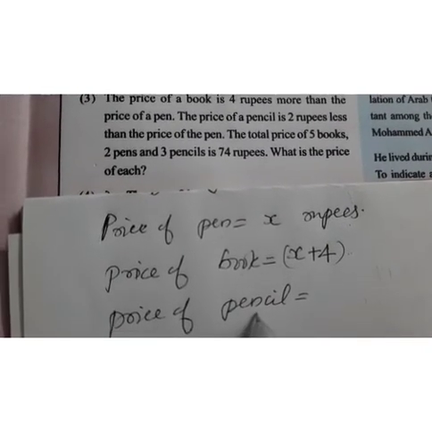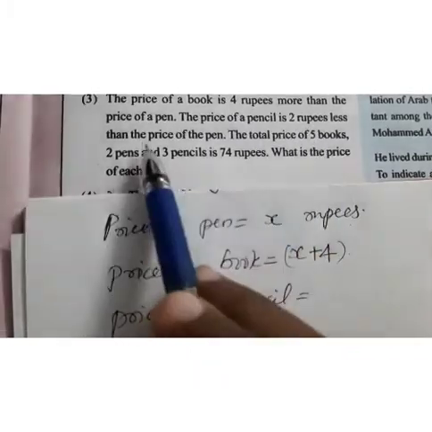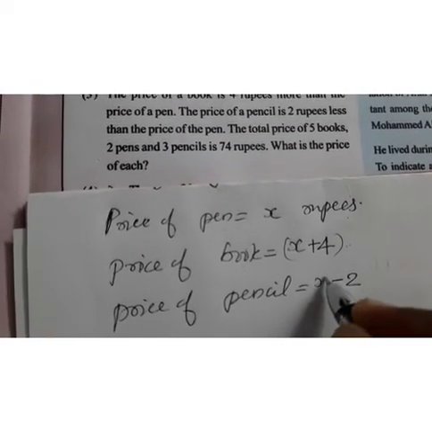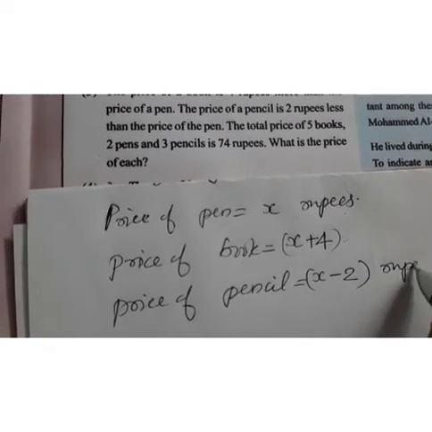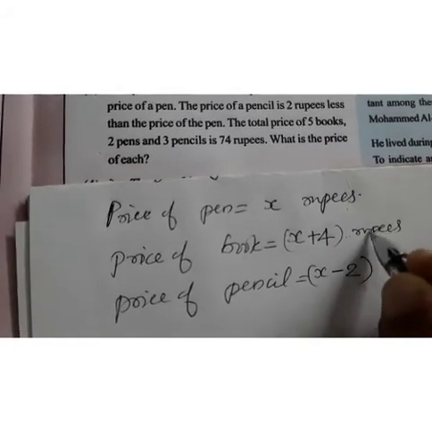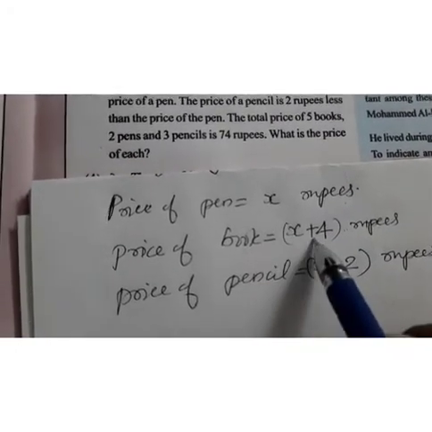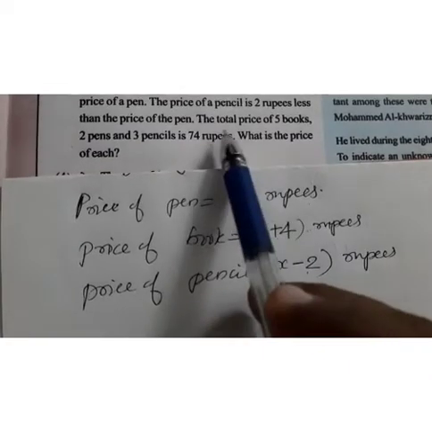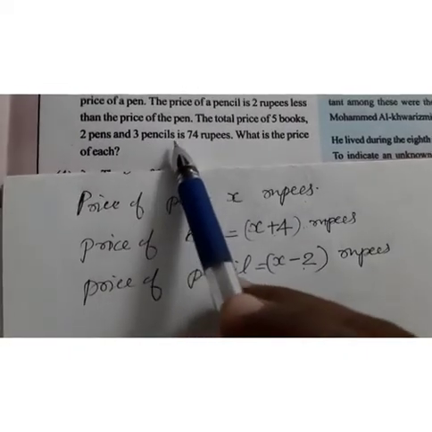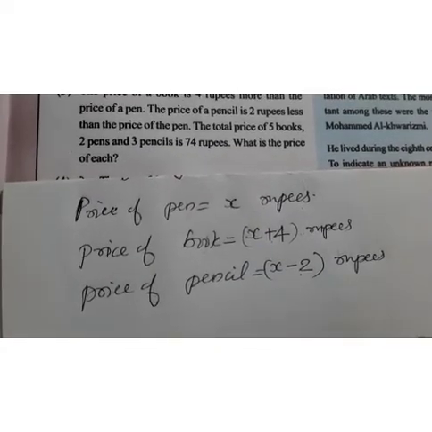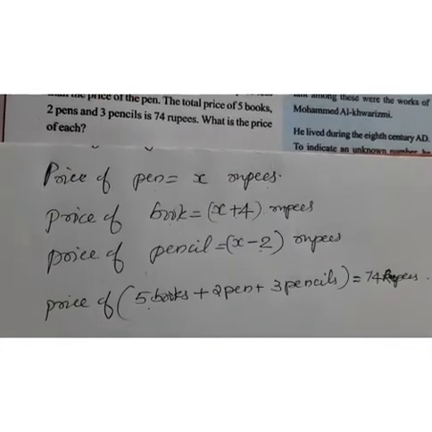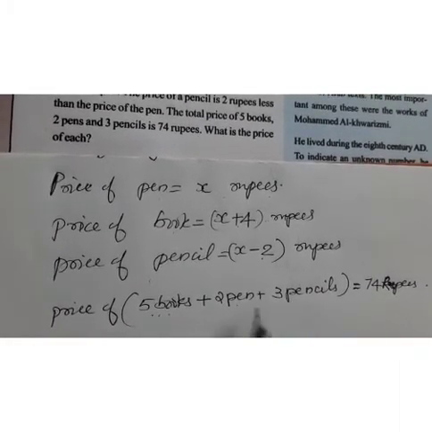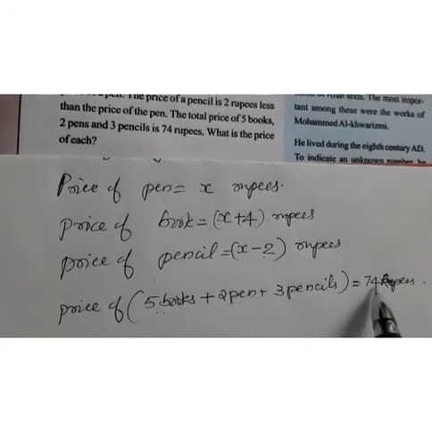Then what about the price of the pencil? The price of the pencil is 2 rupees less than the price of the pen. This is the value of pen, value of book, value of pencil. And it is given that the total price of 5 books, 2 pens and 3 pencils is 74 rupees. So next we have to write that.